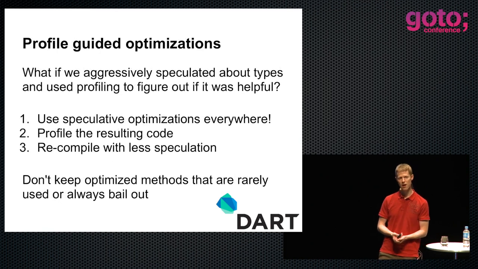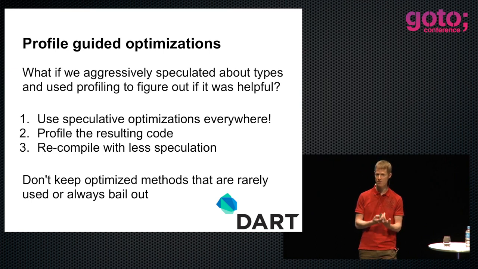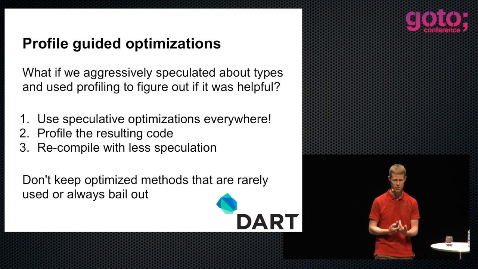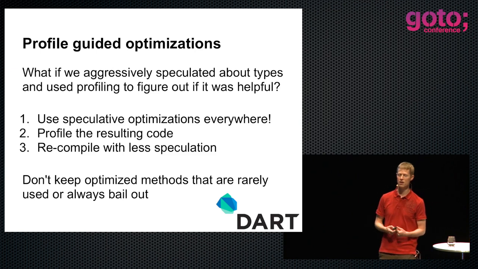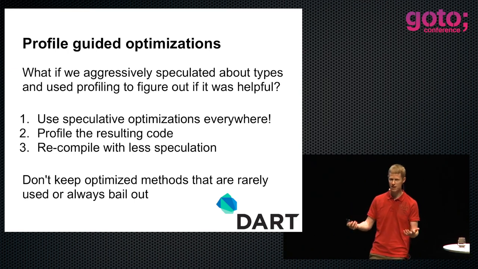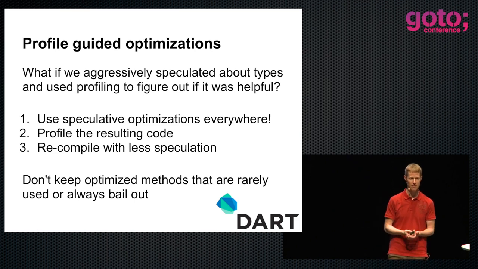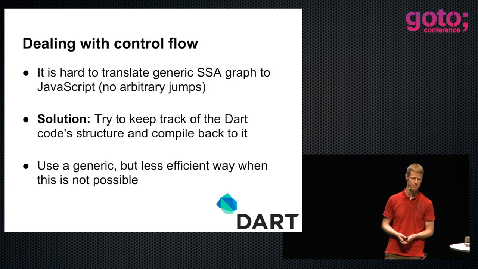So one neat way of doing this would actually be to speculatively optimize everything and then recompile with less speculation, where you only allow speculative optimizations in methods that were actually hot in their optimized version. So it's something we haven't implemented yet because the tool chain around having a profile guided optimization step is kind of complicated for our users. But it seems promising in the way of getting more information about what the program actually does at runtime.